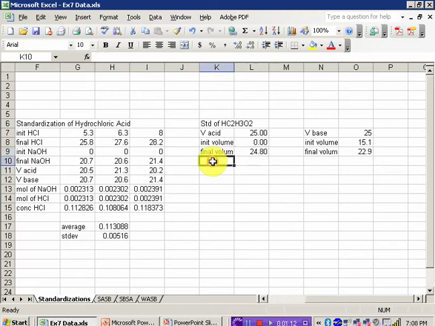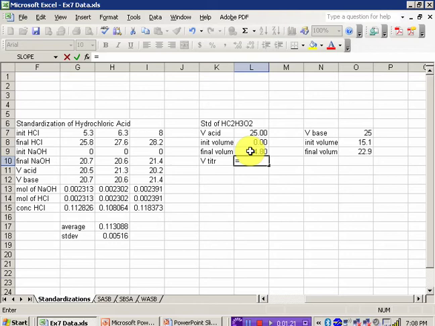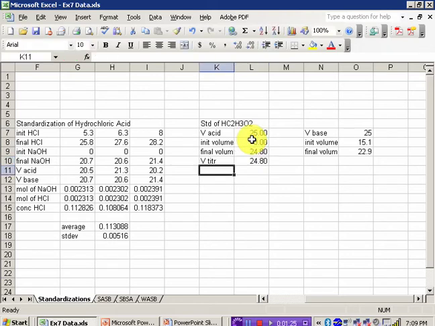Okay, first step was to calculate a volume of titrant added. That's our sodium hydroxide titrant, and that was equal to the final volume minus the initial volume. You'll see that calculation show up again and again. And we're going to use that volume of titrant and the known concentration to calculate the moles of acid, and with the moles of our acetic acid and the volume of acetic acid we can calculate a concentration.